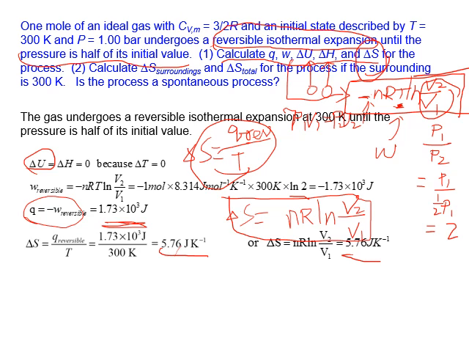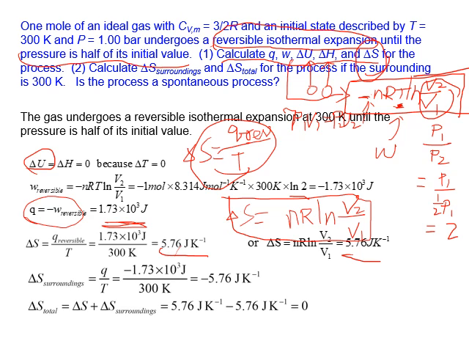Next, it asks you to calculate the surrounding entropy. Surrounding entropy is calculated by Q surrounding divided by T surrounding. If you don't know Q surrounding, you use negative Q of the system. Here is the system. And the total entropy, you add these two together, gives you 0, which is not surprising because it's reversible.